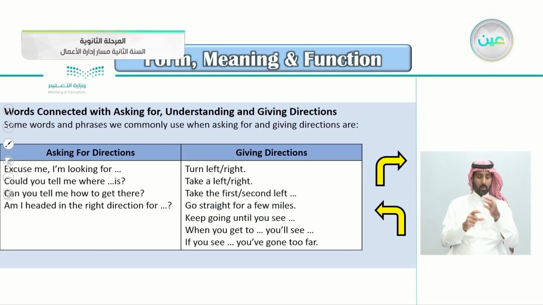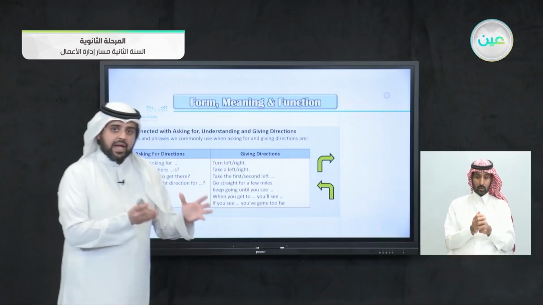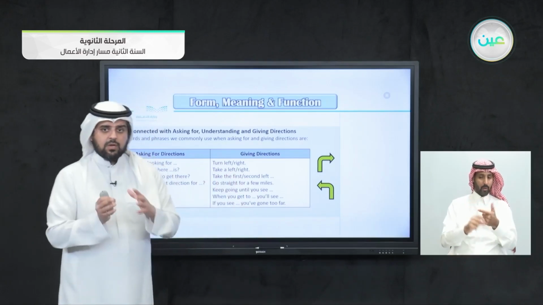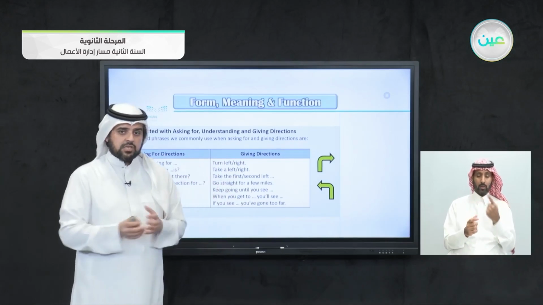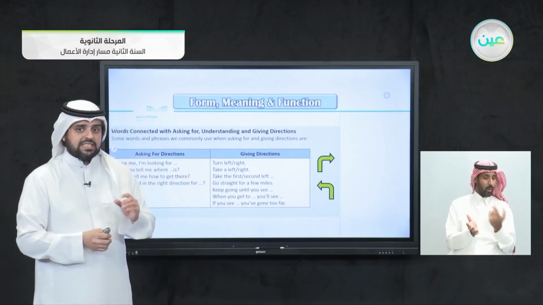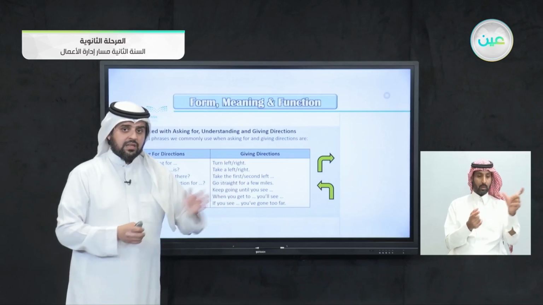The second one, "Could you tell me where is?" Could you tell me where the bank is, for example? Could you tell me where the house is, the school is, and so on. So "is" is the final word here.